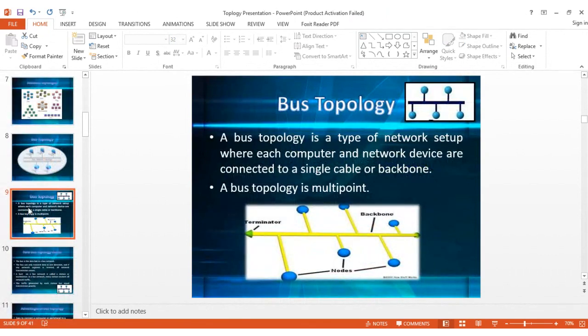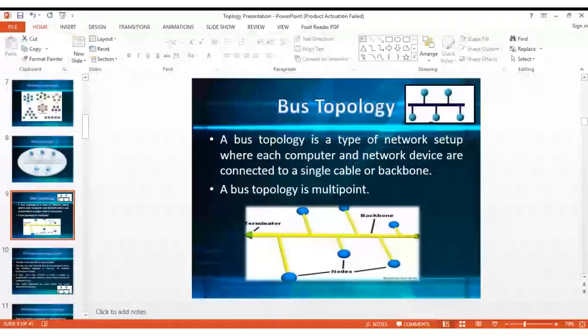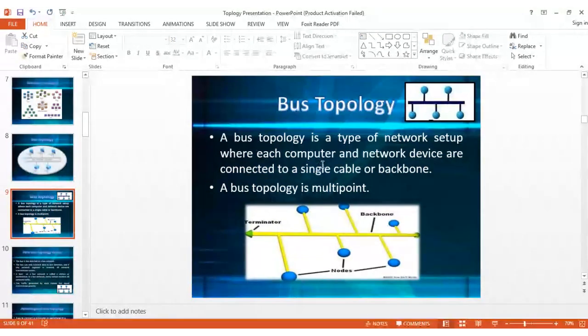I want to start with the first one, the bus topology. The bus topology is a network in which every computer or all other devices are connected to a single cable. That network, whereby every computer or device is connected to a single cable. Look at this diagram, we have a single cable here.